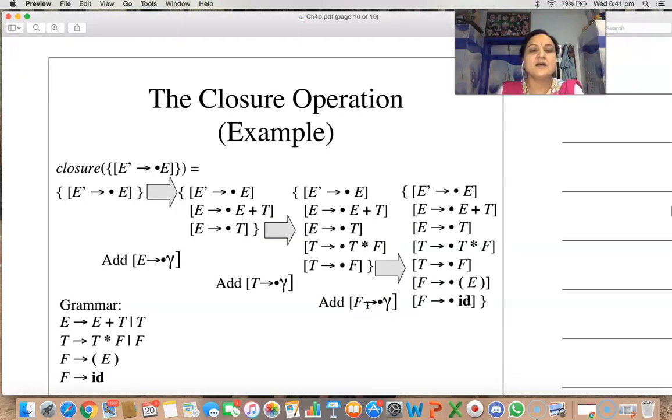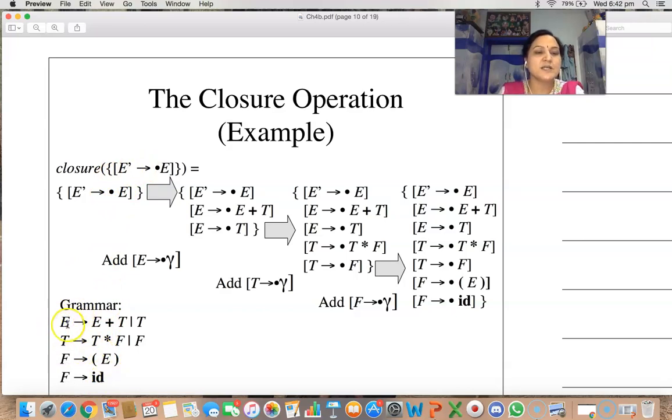Now let's see the example of a closure operation. Suppose the given grammar to us is E tends to E plus T or T, T tends to T into F or F, F tends to E enclosed in the bracket, and F tends to ID. Suppose these are the productions given to us. So how do we compute the closure of E dash? The first step is augmentation of the grammar.